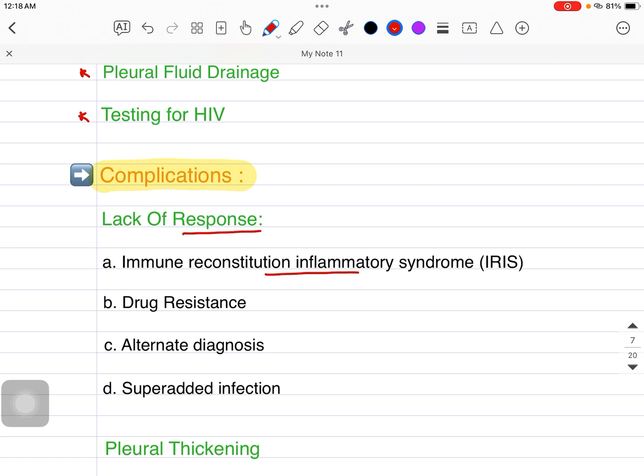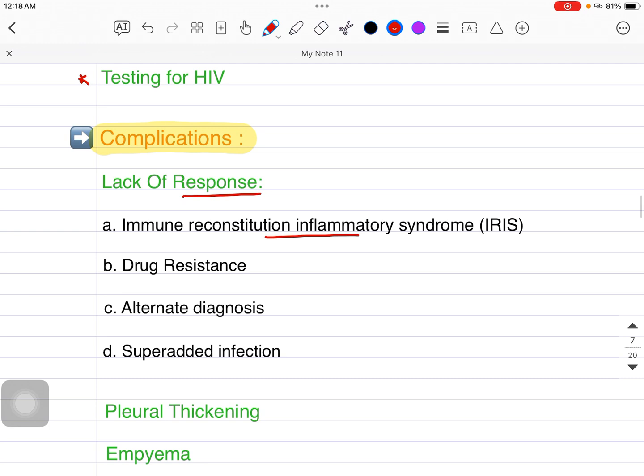What happens is that once the patient starts the ATT therapy, they gain more and more immunity. When this immune activity comes from a suppressed state to the active state, in some patients there could be hyper reactivity. That is what we call immune reconstitution inflammatory syndrome. In some patients there could be drug resistance, where we should consider whether MDR TB is there or not, and we need to confirm that.